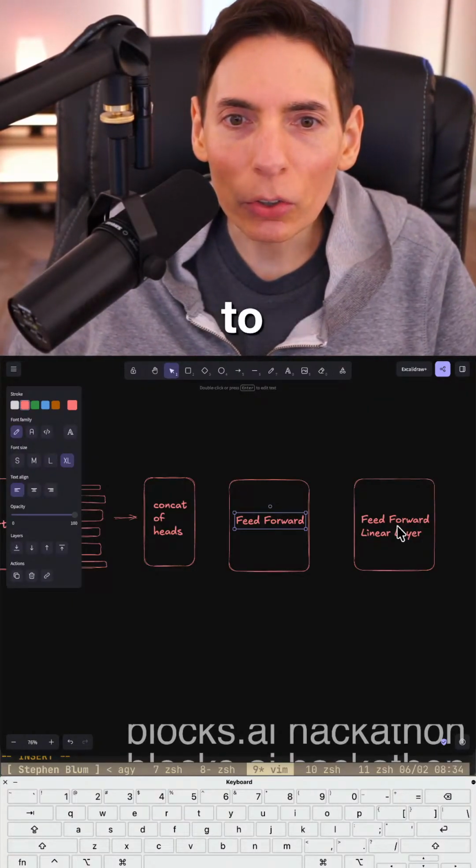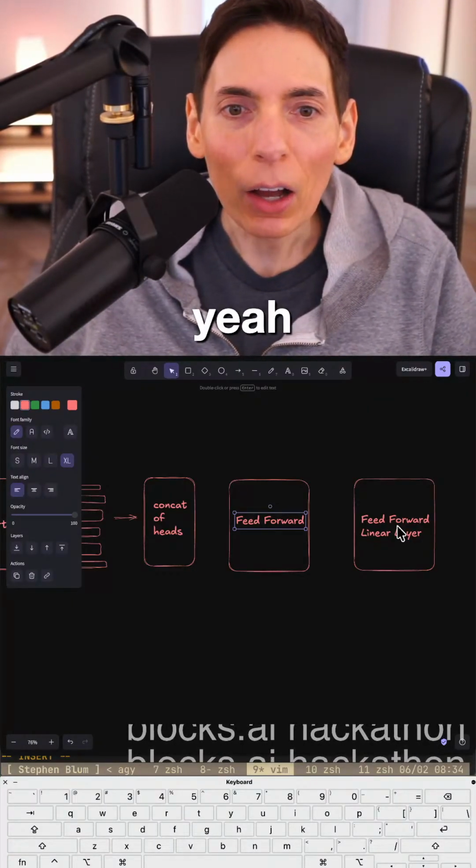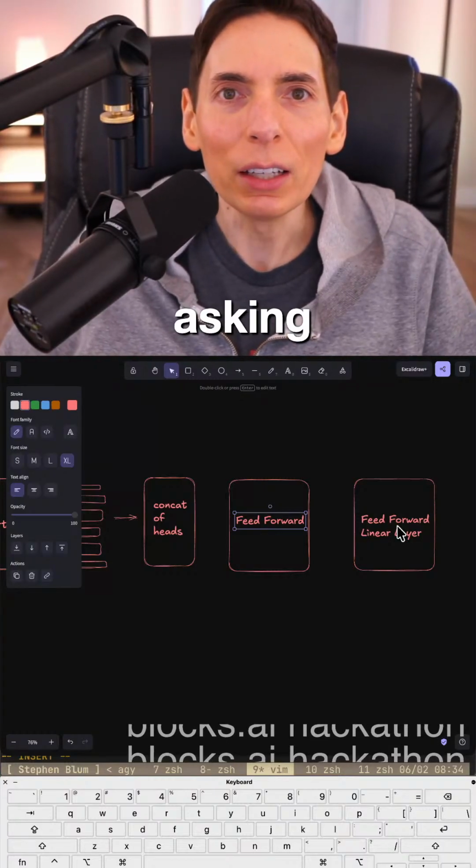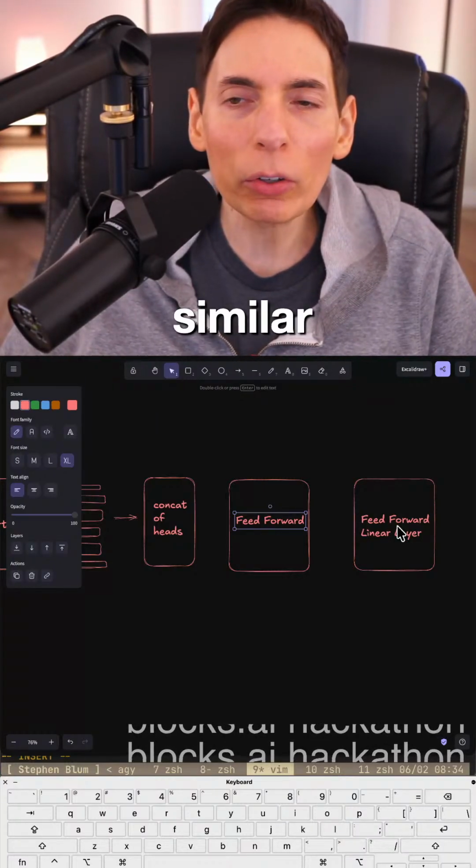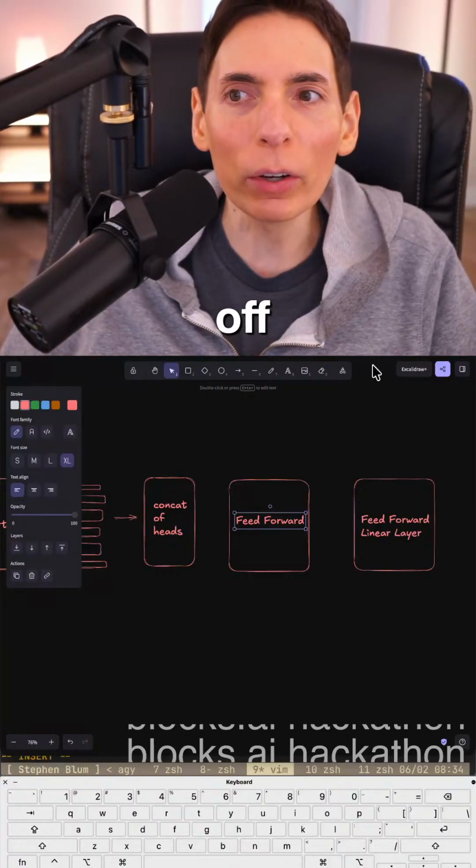Is it similar to Andrej Karpathy's GPT? Oh, hey, yeah. Good question. Thank you for asking. This would be similar in a way, I guess. Maybe. I don't know. We're going off of the Google paper.